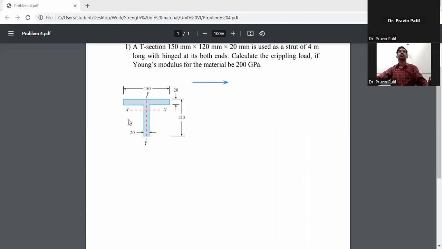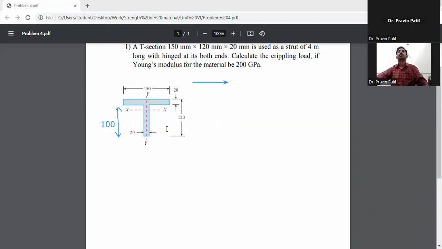Okay, so this one is a T section. The top flange is given as 150 by 20 mm and the web size is given as 100 by 20 mm. The overall depth of the beam is 120 mm, and the web size is 120 minus 20, which is 100 mm.